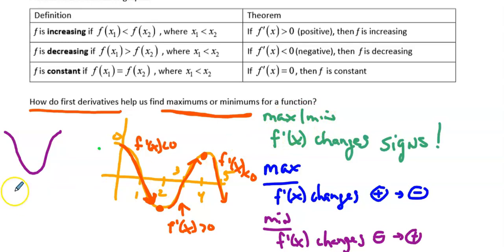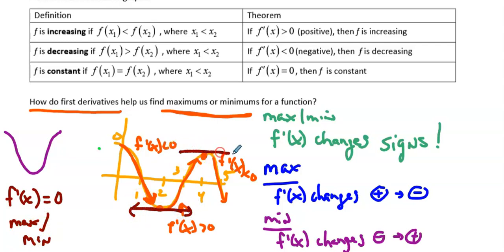So we can also say that f prime of x is actually equal to 0 at max and mins, right? That just means that there's a horizontal tangent here, and there's a horizontal tangent here. So if you're trying to find a max or a min of a function, you just have to find the derivative and then set it equal to 0.